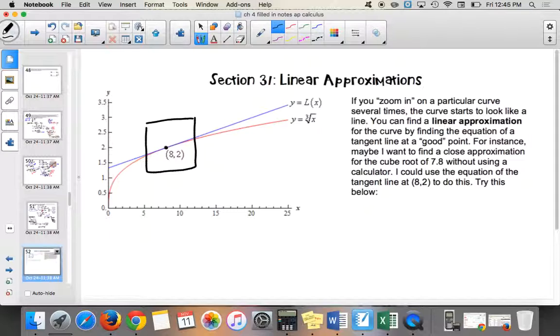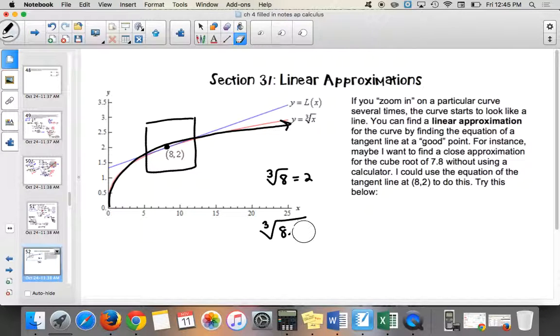If I use a point that I can take the cube root of, so this is the cube root curve, you know how to take the cube root of 8. It's 2. Then I can use that to approximate things like the cube root of 8.01, and it will be very, very precise. Instead of using the curve, like I do know how to do that one, but 8.23? Who knows how to do the cube root of 8.23 without a calculator? A lot of guess and check. So what we do is we use tangent lines to approximate it.